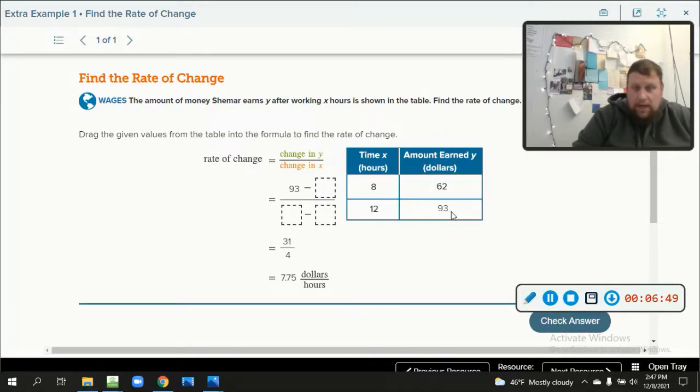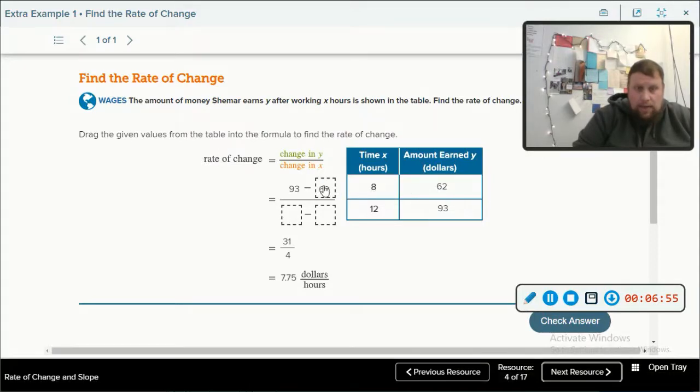So what we're going to do is take 93 and subtract 62 to find out what that growth is. Then on the bottom, I'm going to take my 12 and subtract 8. That's the same thing I did last time. I just went the other way and said 8 plus what is 12? Well, 4. And 62 plus what is 93? In this case, it's easier to do the subtraction. It's 31. So what's 31 divided by 4? It is 7.75, which stands for $7.75 per hour.